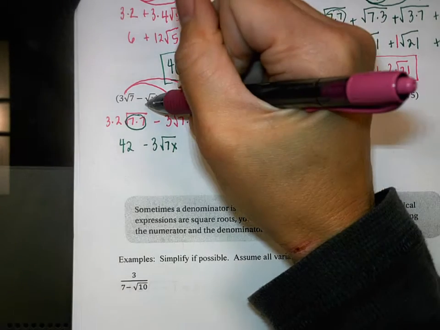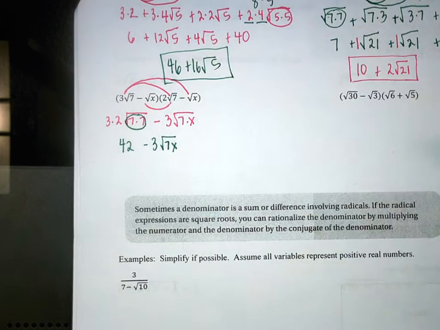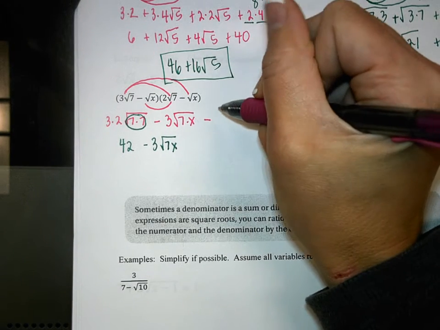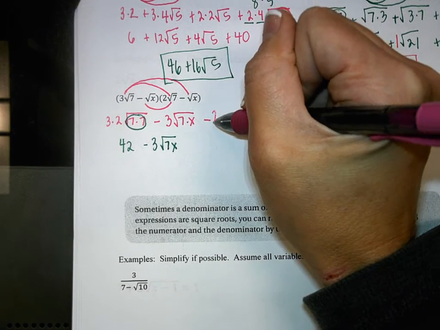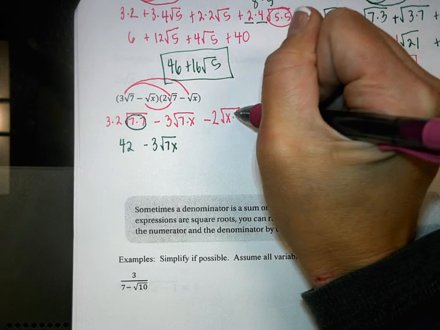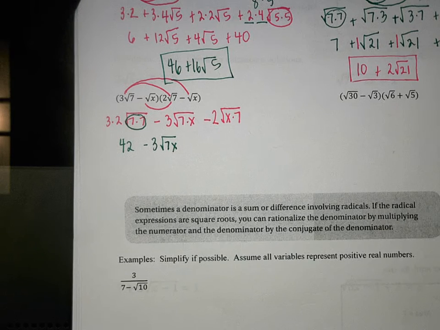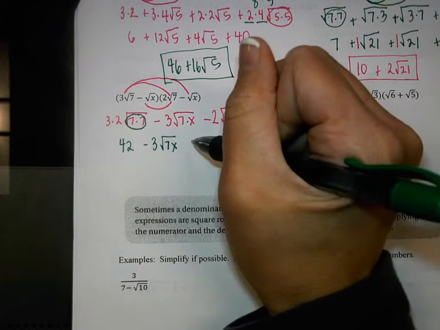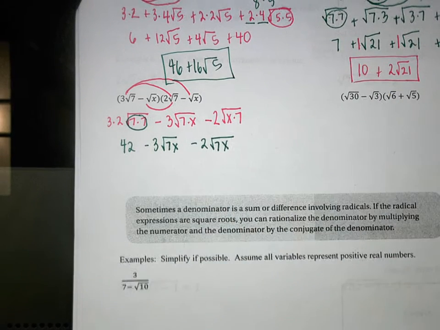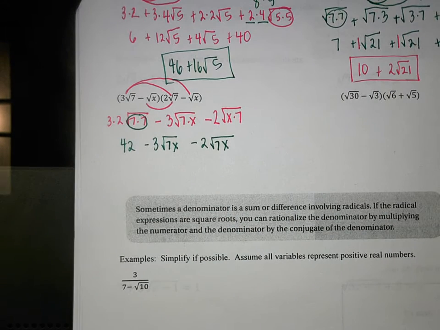We go to our next term, and I have negative root x times 2 root 7. So on the outside, what do I have? Minus. Good, a negative 2, and then root, and I have an x times 7. Can I take out any pairs of anything, break anything down? No, and so we'd write that now as minus 2 times root 7x, because we always write the number first and then the variable.